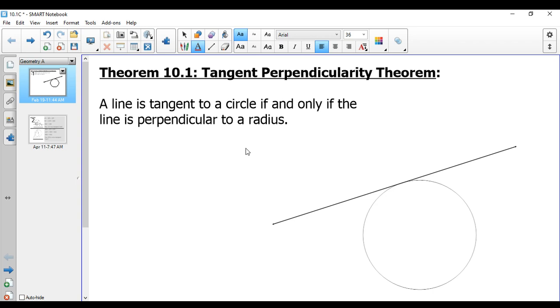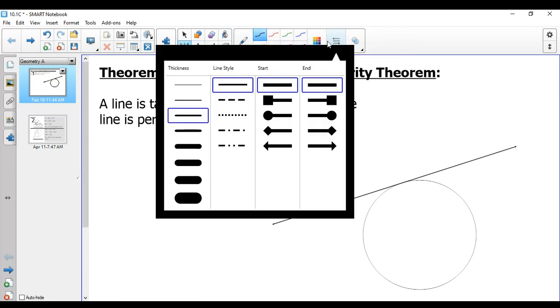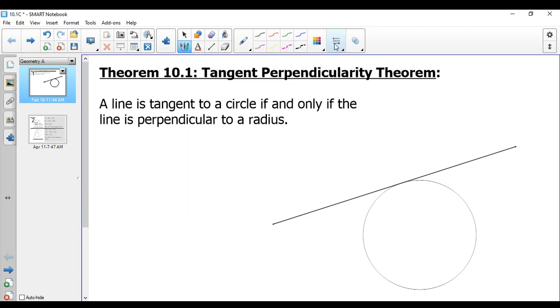All right, so our first theorem for this section is called the tangent perpendicularity theorem. And what it says is that a line is tangent to a circle if and only if the line is perpendicular to a radius. So what does that mean?